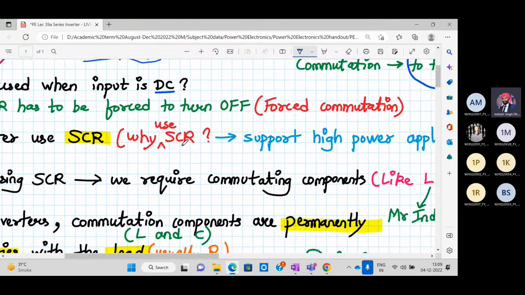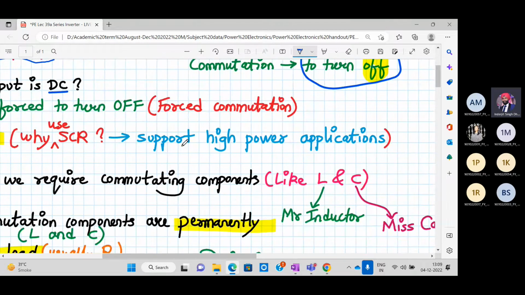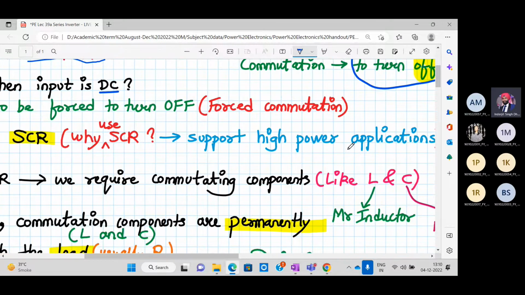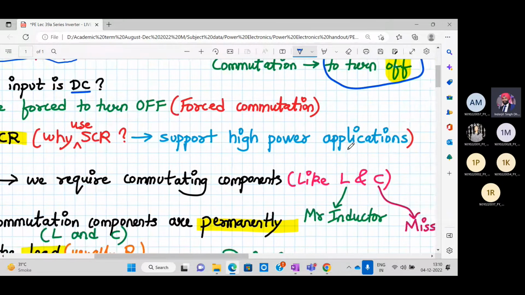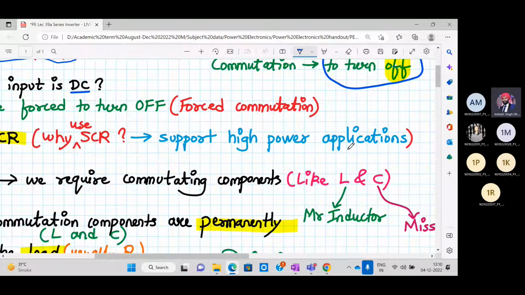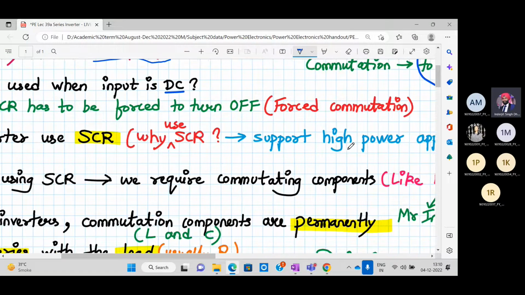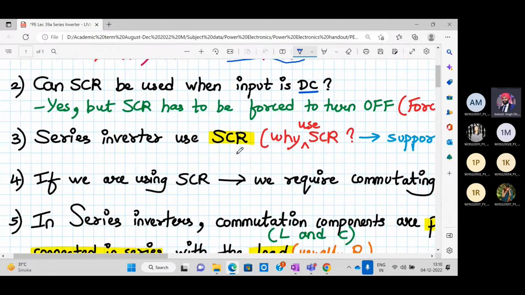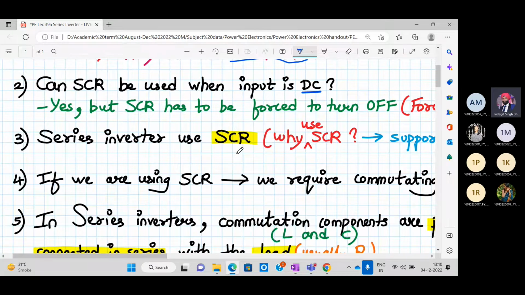Now, why do we still prefer SCR, since we have an IGBT, a power BJT or a power MOSFET? All of those later devices don't support high power applications. They're meant for low to medium power applications. But SCR is the one which will support very high power applications, like 10,000 volts or 5,000 volts. Whereas IGBT and other power devices won't support that. That's why we still prefer SCR, even if the input is DC.